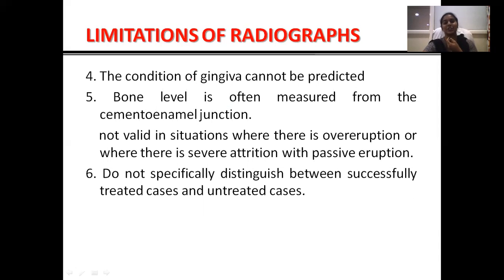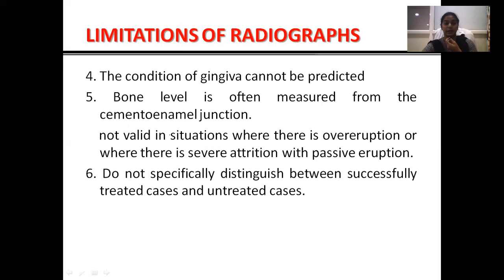And the condition of gingiva cannot be predicted. And see, we are measuring the bone level with the help of the cemento-enamel junction. That is the cemento-enamel junction. We are taking it as a mark. But if suppose there is over-eruption, if suppose there is severe attrition, or wherein we cannot appreciate the cemento-enamel junction position, in such cases, the bone level measurement is not valid. Okay, in cases of over-eruption or passive eruption and severe attrition.